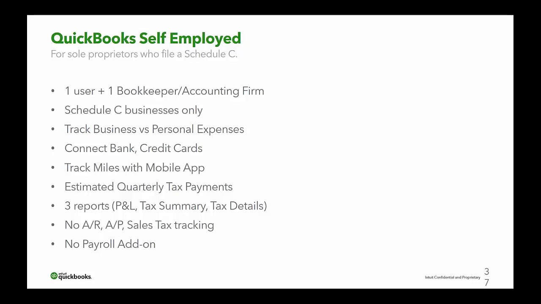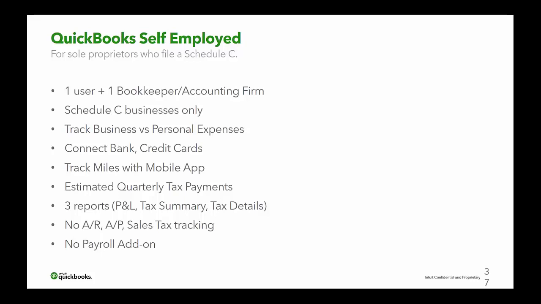It is a program that is allowable for one user and one bookkeeper or accounting firm, so it's a little different than QuickBooks Online. Again, this is for Schedule C businesses only. It is a program that tracks business expenses versus personal expenses. It's like a swipe left, swipe right kind of deal. You can connect to your bank and your credit card. They connect all their banks and credit cards, and then they swipe a certain way depending on if it is business or personal.